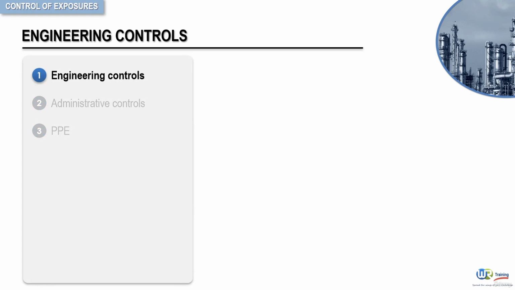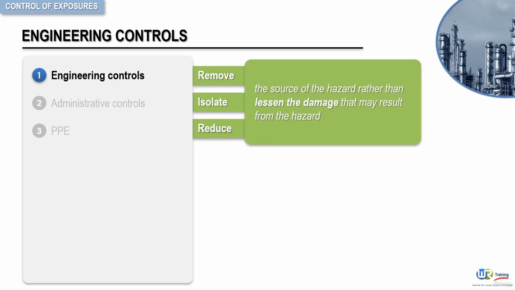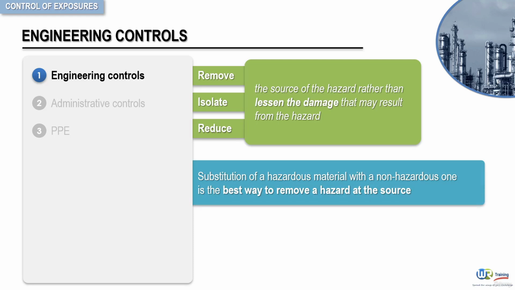Engineering controls are the most effective method because they remove, isolate, or reduce the source of the hazard, rather than lessen the damage that may result from the hazard. Control must only come after the anticipation and recognition of a hazard. Substitution of a hazardous material or industrial process with a non-hazardous one is the best way to remove a hazard at the source. It totally eliminates exposure to materials that are hazardous.